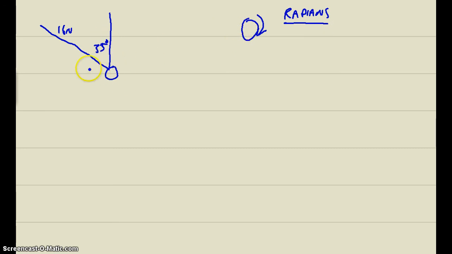But what we've got to do is figure out what the force is that's being applied horizontally first. It tells us the force being applied at this angle here. So instead of using 35 up here, we're going to use 55. And I think that was our first problem.